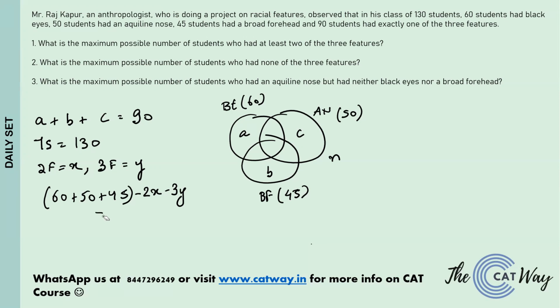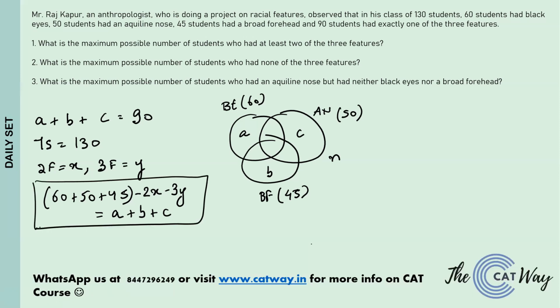And this equation would be equal to A plus B plus C. Now this gives us only one, this gives us only one feature. Now from here, if you actually solve it, you take A plus B plus C is equal to 90, and if you solve it, what you get is 3x plus 2y is equal to 65. So 3x plus 2y is equal to 65. Okay, chalo. Let us move ahead.